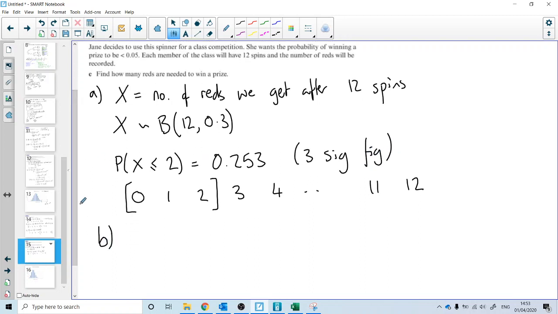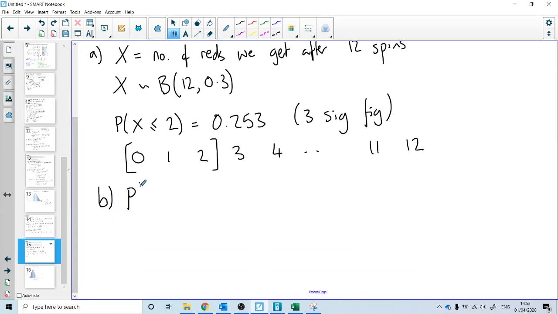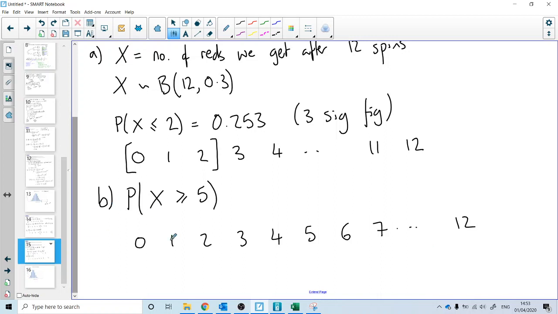Okay, in B, we want the probability that we have at least 5 reds. So let's write that as an inequality. The probability of X being at least 5. At least 5 means we need 5 or more, so X is greater than or equal to 5. So if we draw out a little number line again, these are my possible X values, all the way up to 12, because we can't have more than 12 reds, because we're only spinning the spinner 12 times. Now we want X greater than or equal to 5, so we want to include 5 and go all the way up to 12.